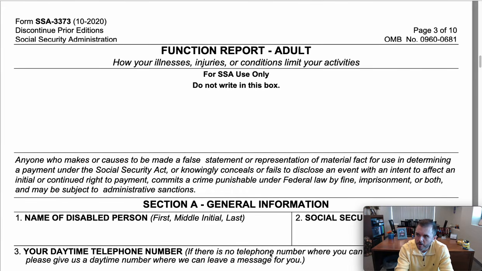This is a form that is part of every disability case. And it's very important that you fill this out correctly in a way that's going to maximize your chance of winning disability benefits.